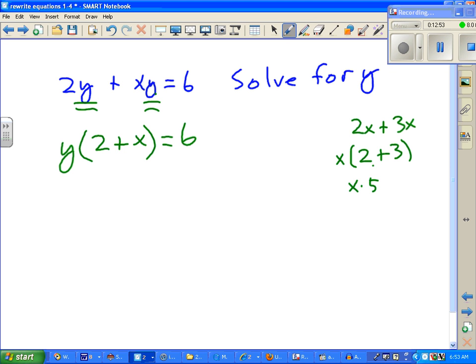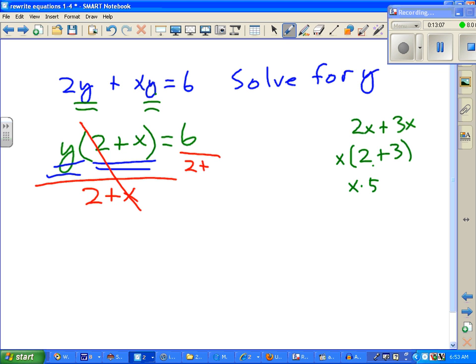Okay? Well, now I've got multiplication. I've got y times 2 plus x. So what do I need to get rid of? I need to get rid of the 2 plus x, because anything over itself is 1. So if I do it on one side, I've got to do it on the other side. If we clean this up, we end up with y equals 6 over 2 plus x.